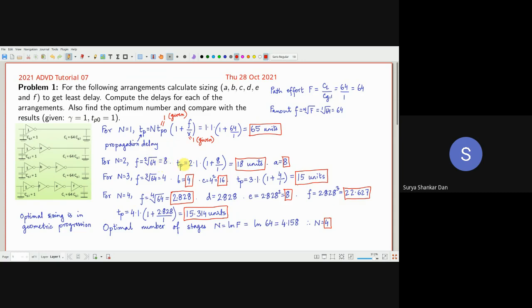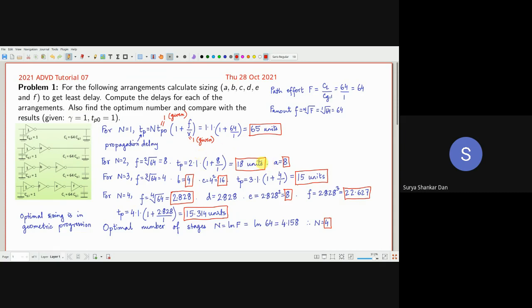Excellent. Then what is the TP? Again, we shall use the same formula. Instead of capital N, I'll put 2. TP0 is 1, given. 1 plus small f, which we have calculated as 8, divided by gamma, which is again given in the question. So that is 18 units.